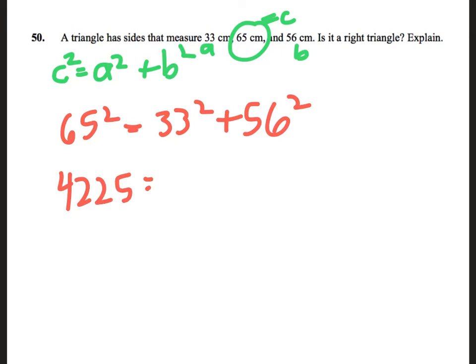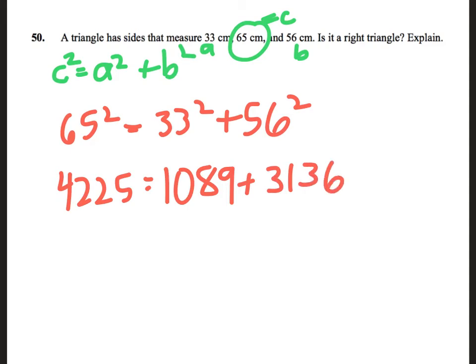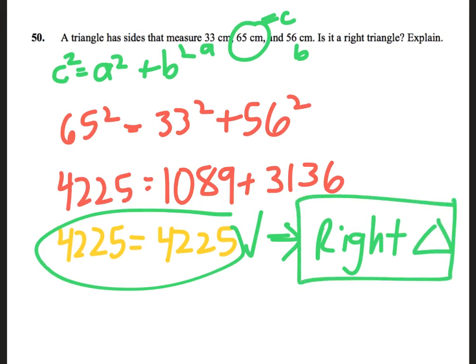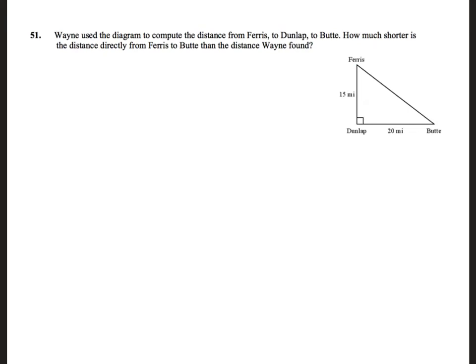If I square 65, I get 4,225 equals 33 squared, which is 1,089, plus 56 squared, which is 3,136. Again, we're going to add, so we have 4,225 equals 1,089 plus 3,136, and we get 4,225. These ones are equal, they work, so that tells me it is a right triangle. Yay, it worked.